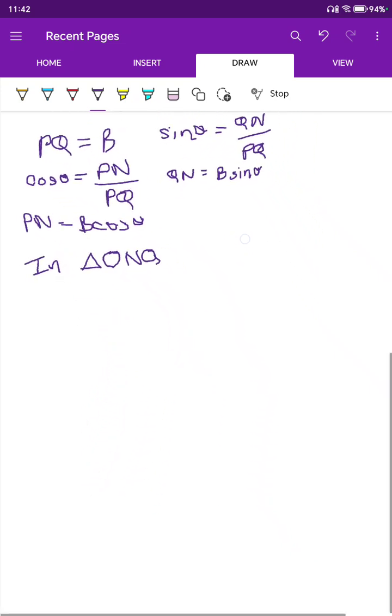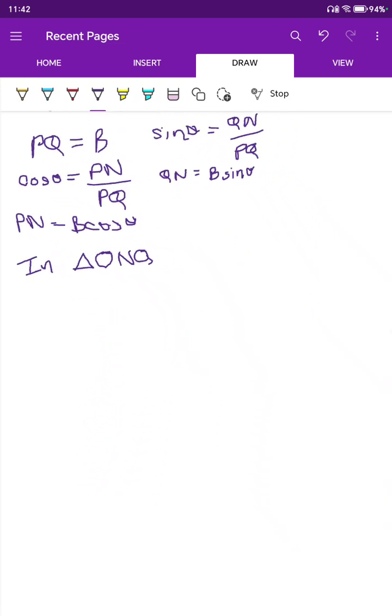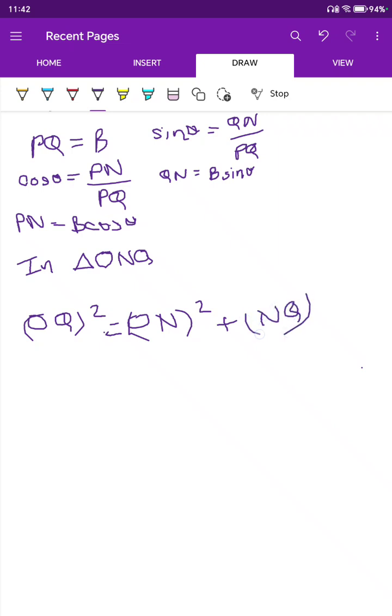We learn it as Pythagoras, so we will write that OQ square equals ON square plus NQ square, right. So we'll put the values.